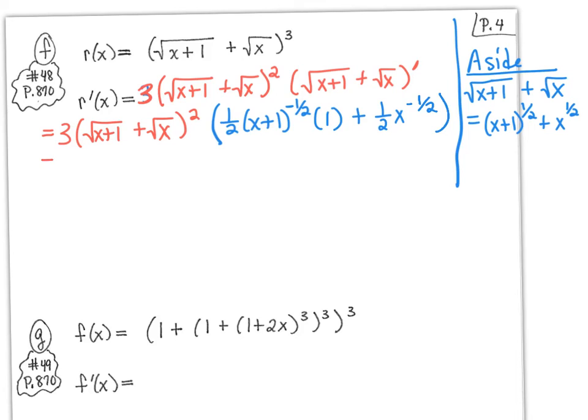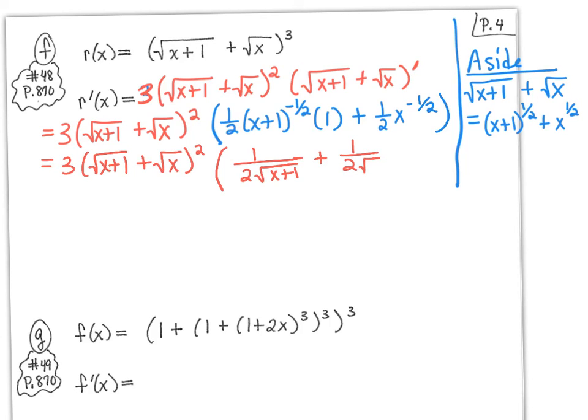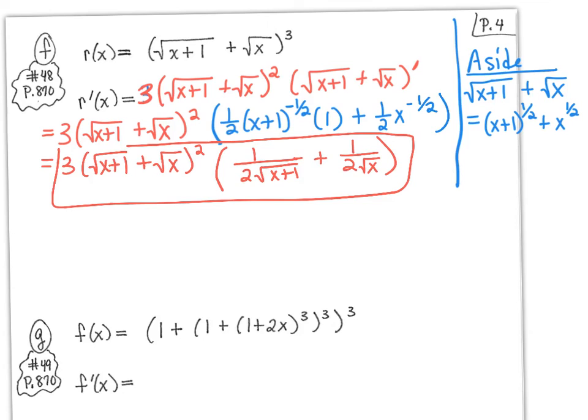So this is equal to 3 times the square root of x plus 1 plus the square root of x squared, times the quantity 1/2 square root of x plus 1 plus 1/2 square root of x. This answer will be acceptable. You may also see a different answer.